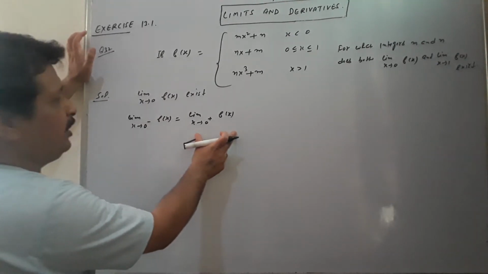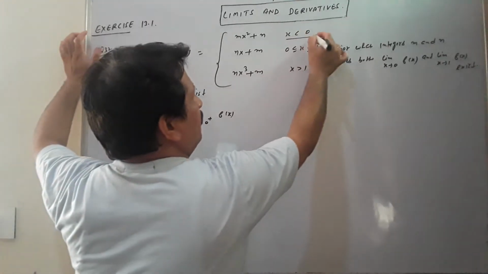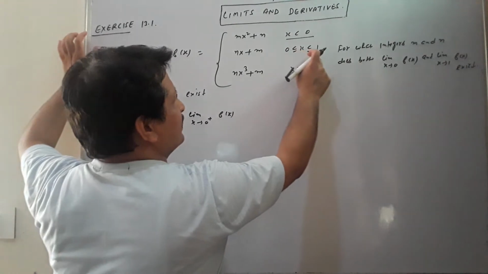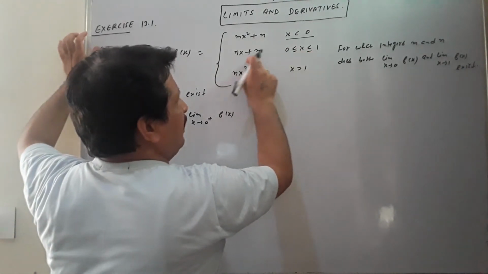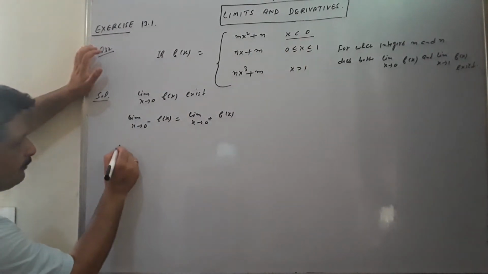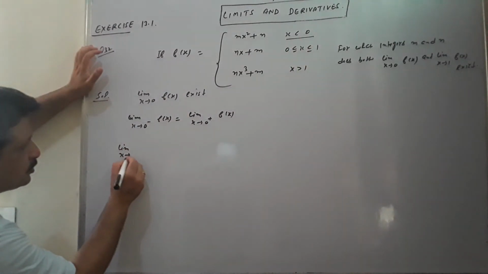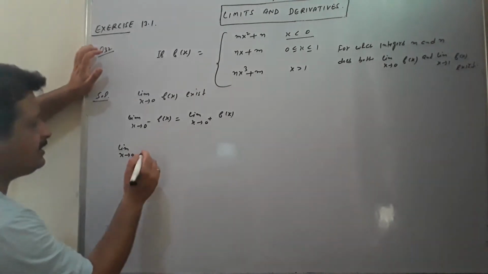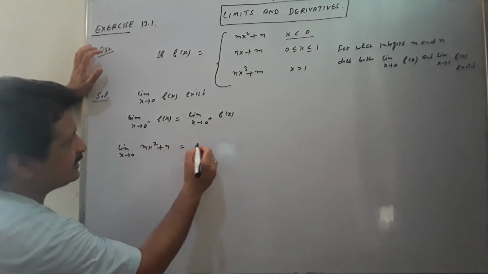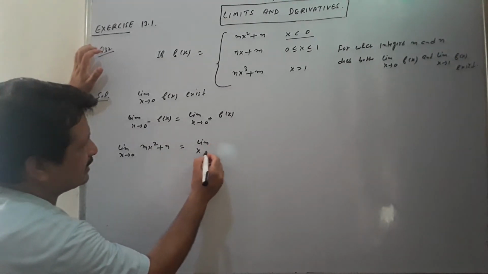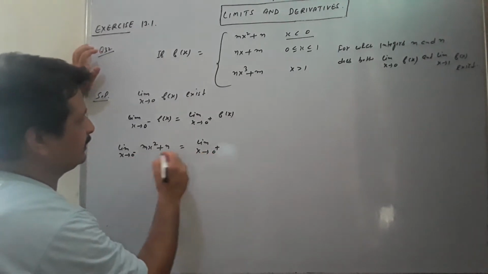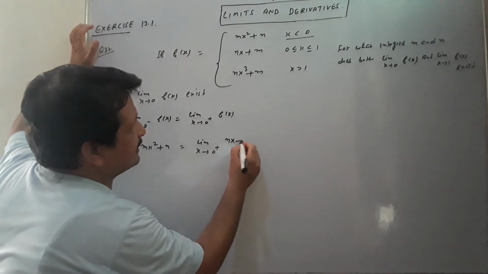Okay, so let us come now, because x is less than 0, so we can apply the left hand limit on it. For 0 is less than or equal to x is less than or equal to 1, we can apply the right hand limit on it for 0 here students. So what you will say, limit x tends to 0, what is the function in that case? That is mx square plus n. This is equal to limit x tends to, this is 0 negative, 0 plus, this is nx plus m.